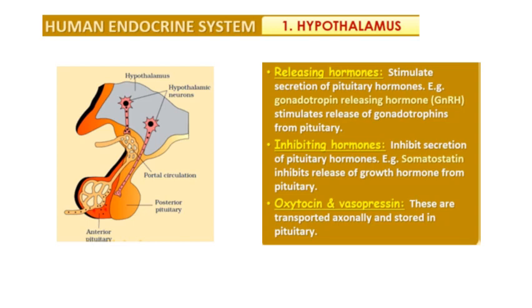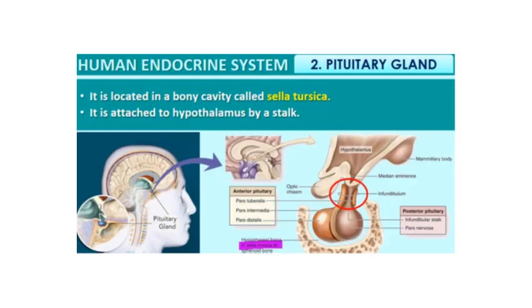The releasing hormones basically stimulate secretion of pituitary hormones, like gonadotropin releasing hormone stimulates gonadotropins from the pituitary. The inhibiting hormones inhibit the release of hormones like growth hormone from the pituitary. An example would be somatostatin. Then we have oxytocin and vasopressin. These are transported axonally and they are stored in the pituitary.